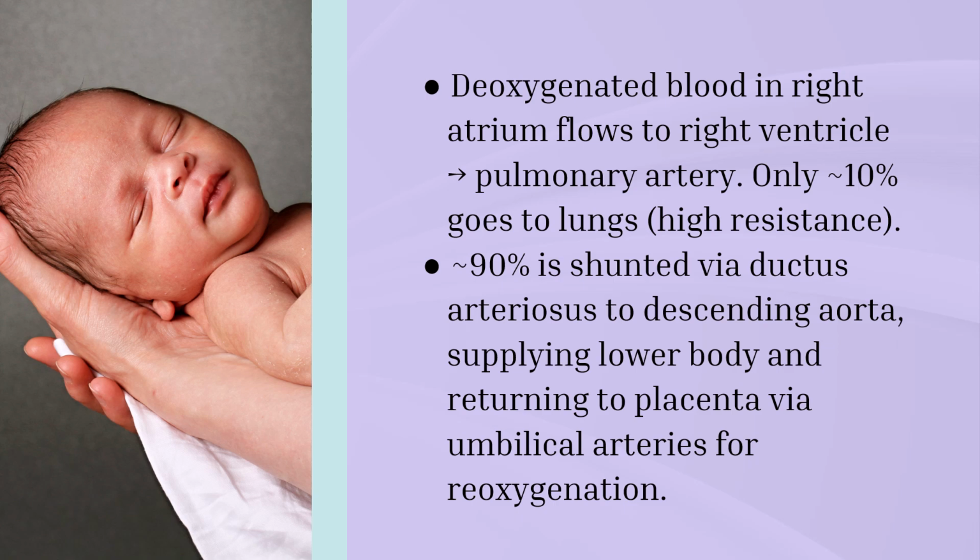Deoxygenated blood in the right atrium flows to the right ventricle, then to the pulmonary artery. Only about 10% goes to the lung due to the high resistance. 90% is shunted via the ductus arteriosus to the descending aorta, supplying the lower body and returning to the placenta via the umbilical arteries for reoxygenation.